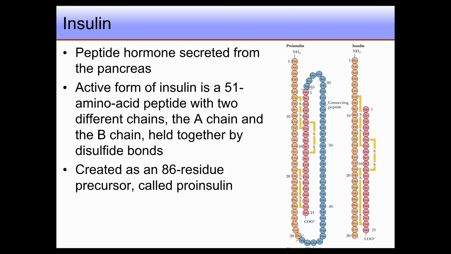I summarized it. All right, so for insulin, insulin is in response to higher blood sugar, so after a meal. It's a peptide hormone. It's secreted in the pancreas. Its active form is a 51 amino acid peptide. It has an alpha chain and a beta chain that are held together by disulfide linkages. Okay, and its precursor is called proinsulin. It's interesting here just to give you a feel for the fact that these hormones all look a little bit different from each other. It's kind of interesting.